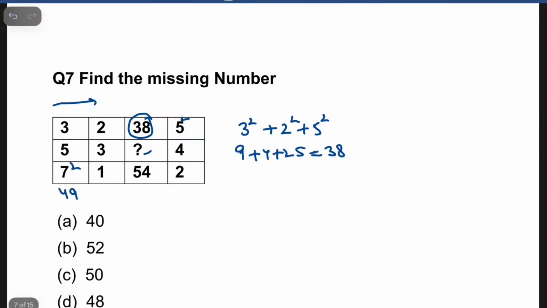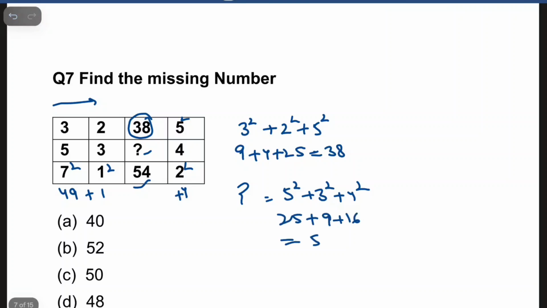7 square is 49, 1 square is 1, 2 square is 4. If we add 49 plus 1 plus 4 gives 54. So we'll apply the same logic to find this missing number. This missing number will be 5 square plus 3 square plus 4 square. 25 plus 9 plus 16 gives 50. Option C is the correct answer.